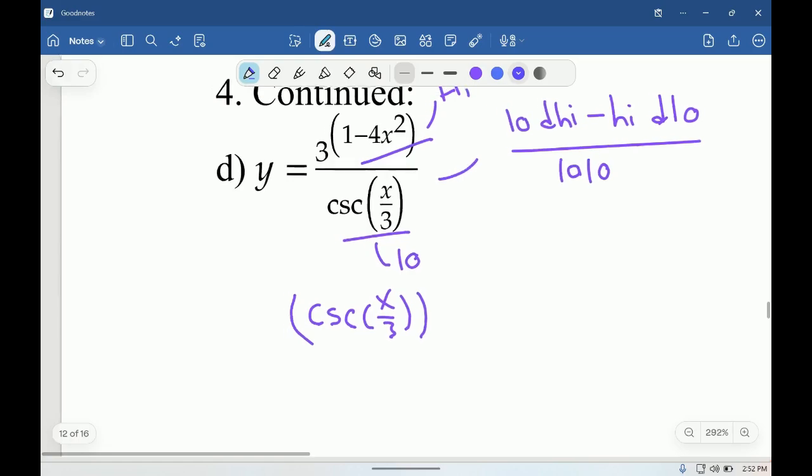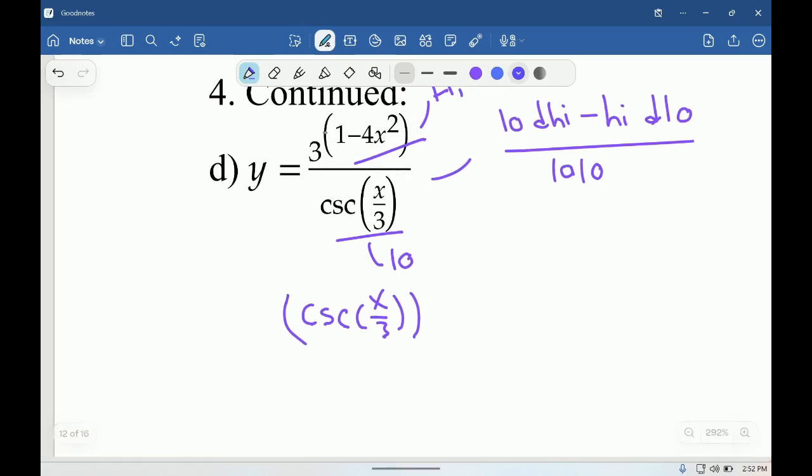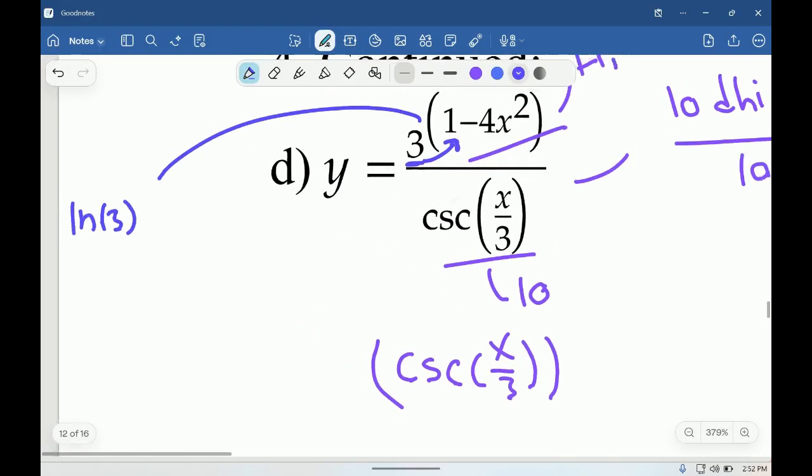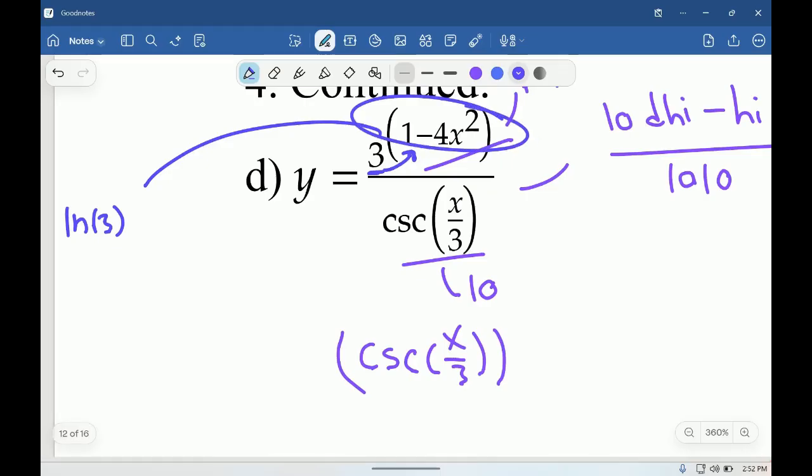And now we're going to have to find the derivative for our high. So we're going to do ln 3 because the 3's derivative is going to need the ln as it has an exponent. But we're going to have to remember to carry this entirety over. Include it. So this is going to be 3 to the 1 minus 4x squared.